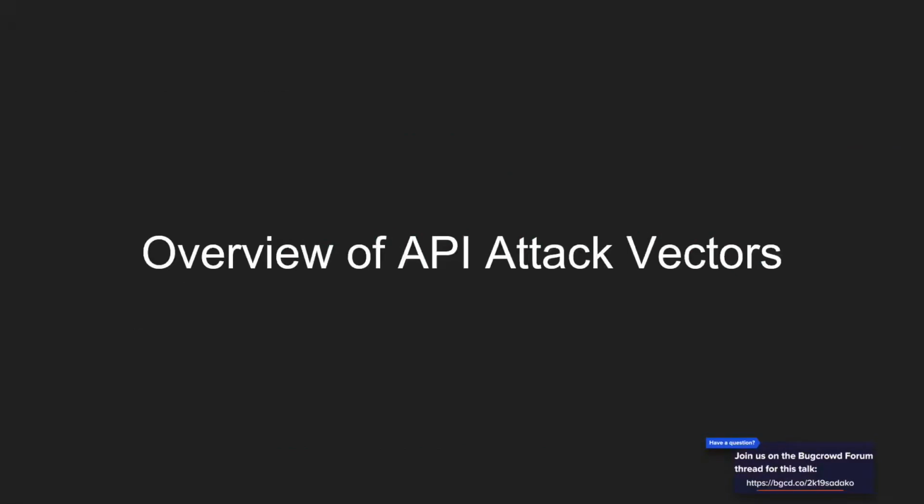So right now, I have this talk cut up into two parts. The first one is going to be an overview of API attack vectors. We'll go through some of the basic things that some of you may or may not know, and talk through them with some famous examples from recently. And then in the next part, I will talk about the bugs that I actually found.